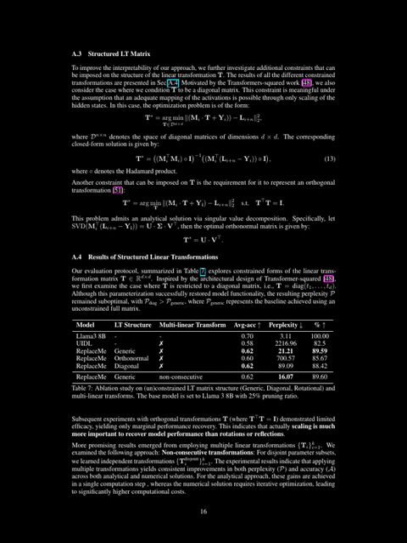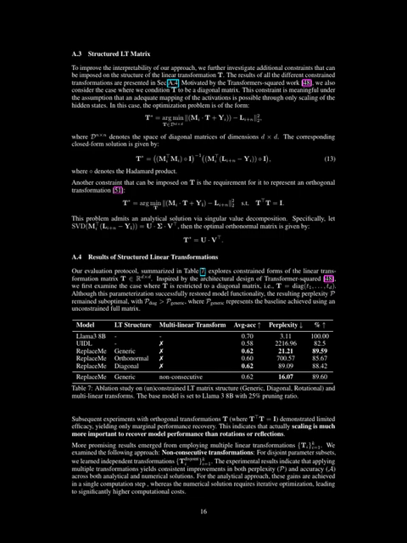The corresponding closed form solution is given by T asterisk equals the Hadamard-weighted expression (M_I^T M_I) to the minus 1 times M_I^T (L_I plus N minus Y_I), where the circle denotes the Hadamard product. Another constraint that can be imposed onto T is the requirement for it to represent an orthogonal transformation, such that T^T T equals I. This problem admits an analytical solution via singular value decomposition. Specifically, let the SVD of M_I^T (L_I plus N minus Y_I) equal U Sigma V^T. Then the optimal orthonormal matrix is given by T asterisk equals U V^T. Addend 4, results of structured linear transformations.